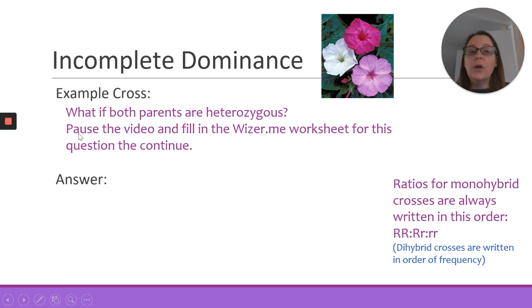So for incomplete dominance, let's do an example cross. In fact, on the Wiser Me worksheet, you have a place where you can fill this in. So go ahead and do that now. We are going to cross two heterozygous parents. So what if they're both pink for these flowers? What would the offspring look like?